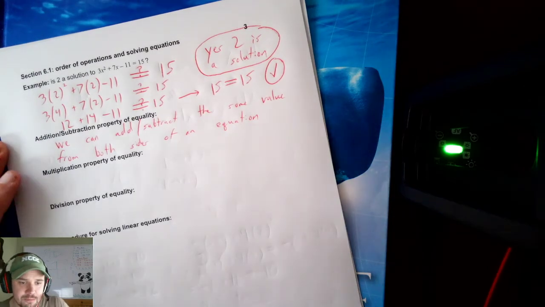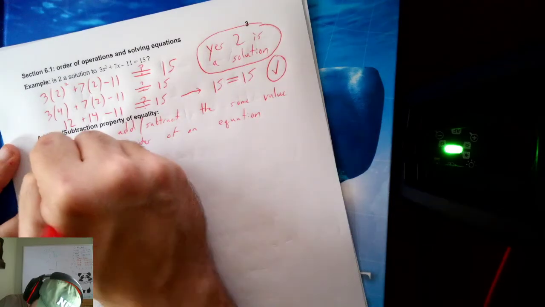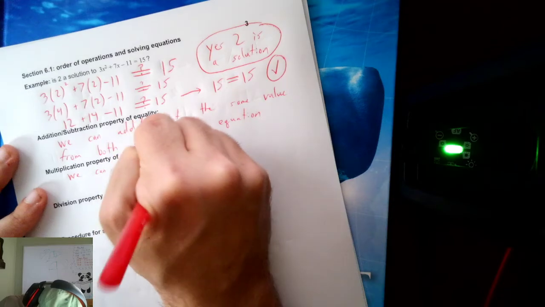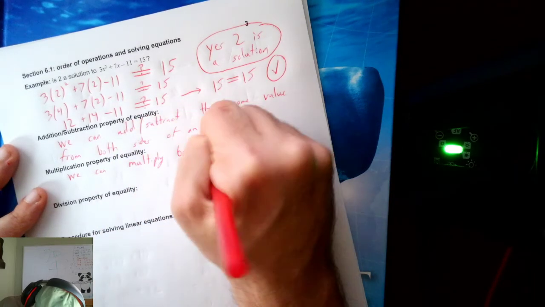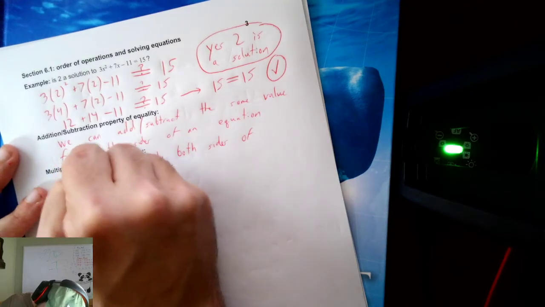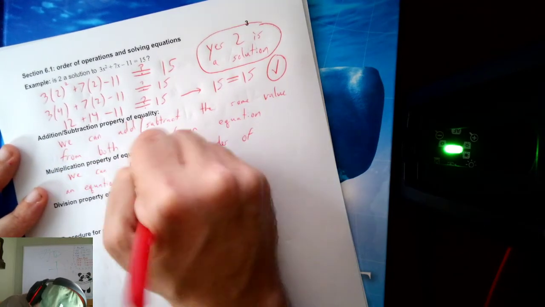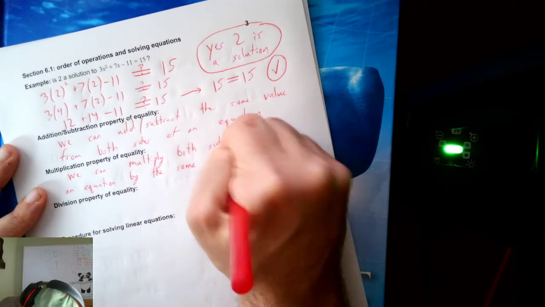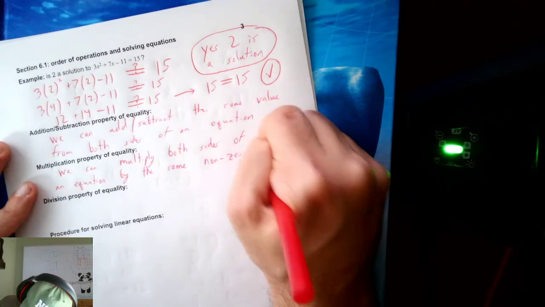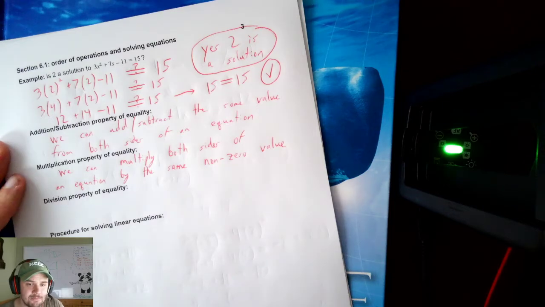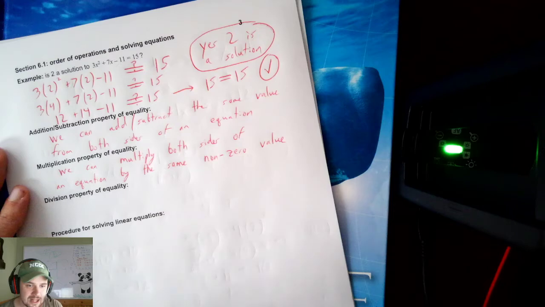The multiplication property of equality says we can multiply both sides of an equation by the same non-zero value. We can multiply both sides of an equation by the same non-zero value. That's the multiplication property of equality.